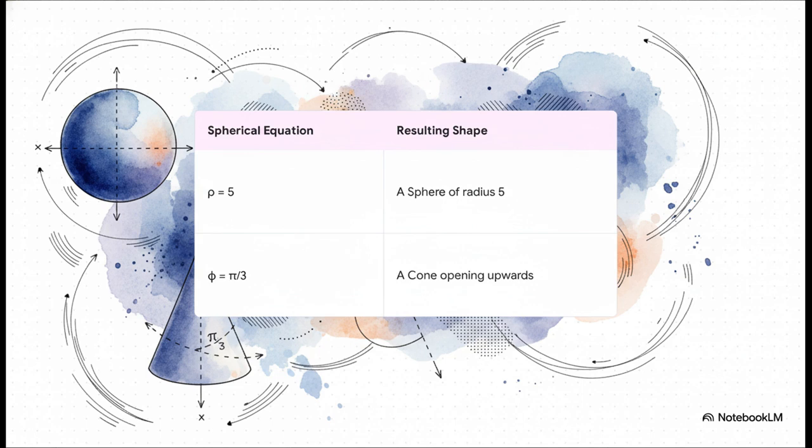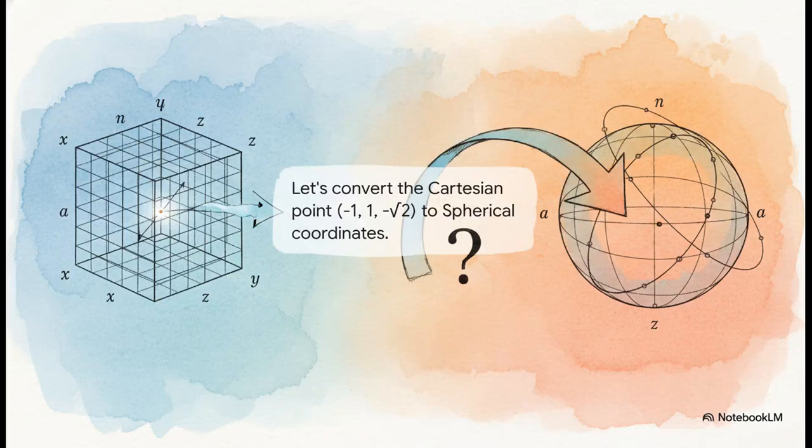And what shape does that make? A perfect cone. It's just so efficient. All right, let's ramp up the difficulty just a little bit. We're going to take a specific point given to us in Cartesian coordinates, (-1, 1, -√2), and we're going to find its address in our new spherical system.